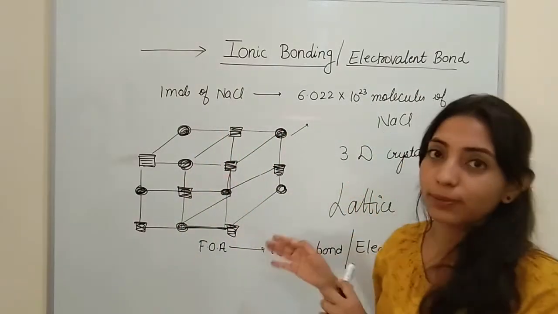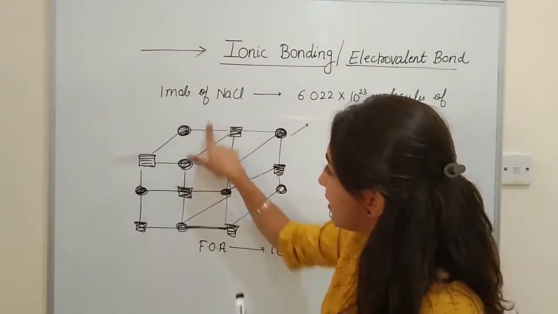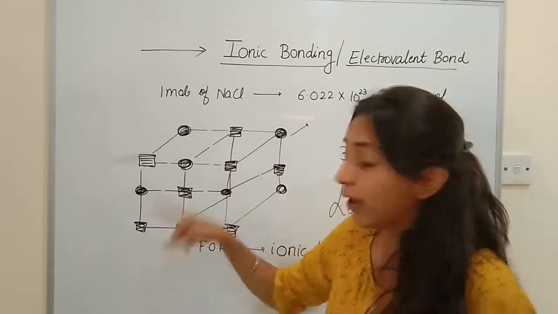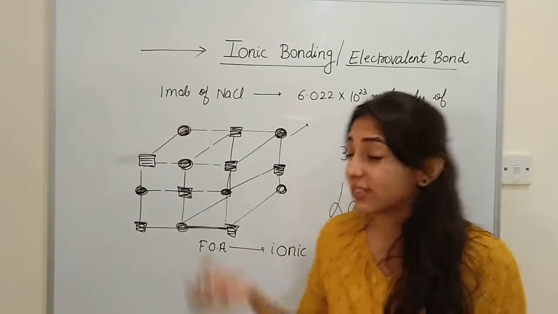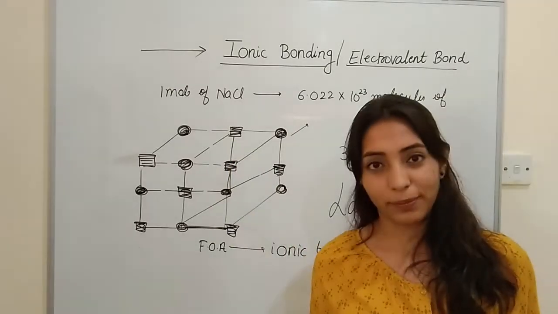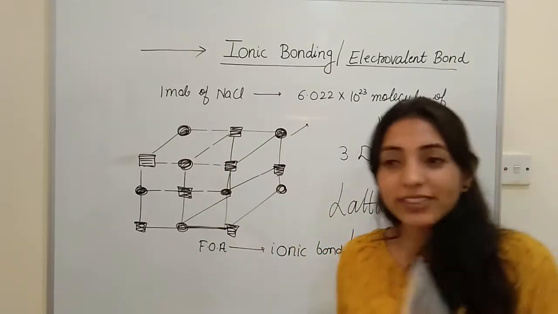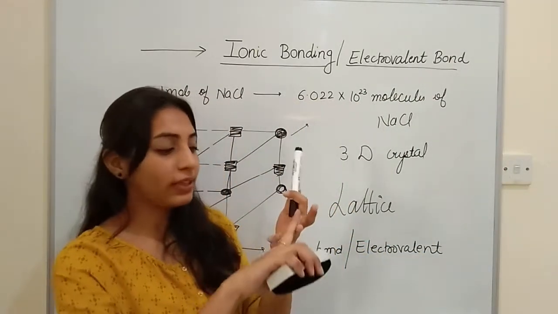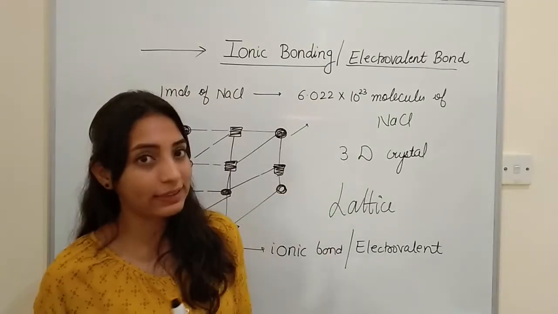Done? So lattice enthalpy is the energy required to break 1 mole of lattice. I am not going to break the board. Obviously, to break these forces of attraction, for 1 mole, how much energy is required is known as lattice enthalpy. Done? So this was all about ionization, electron gain enthalpy and lattice enthalpy.